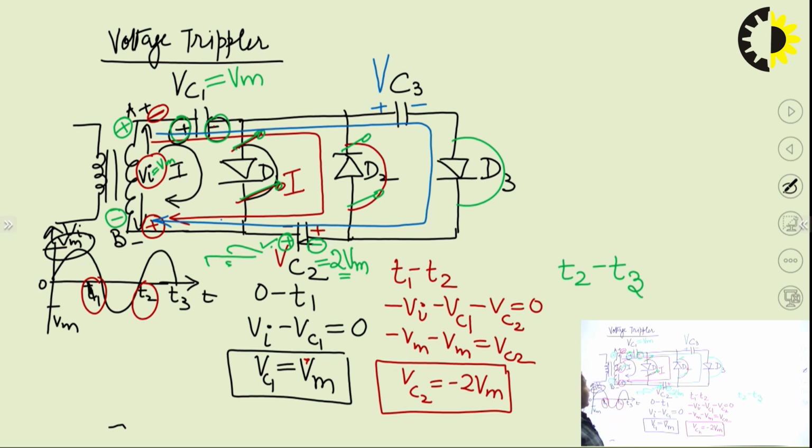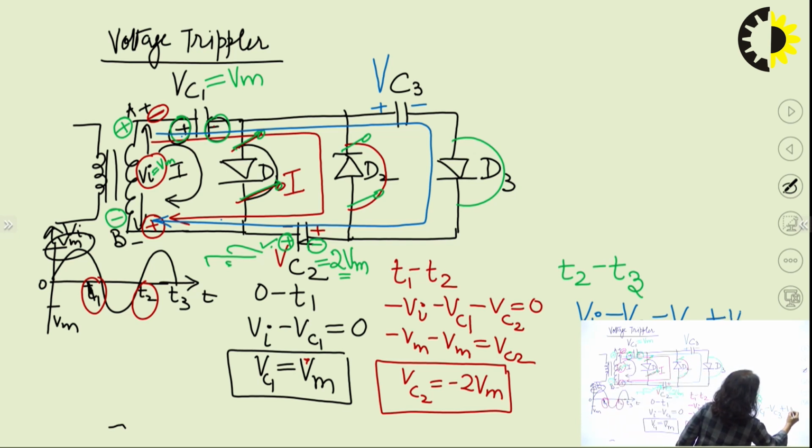So now write down the KVL in the outermost loop. So it is again Vi minus Vc1 minus Vc3 plus Vc2 is equal to 0.